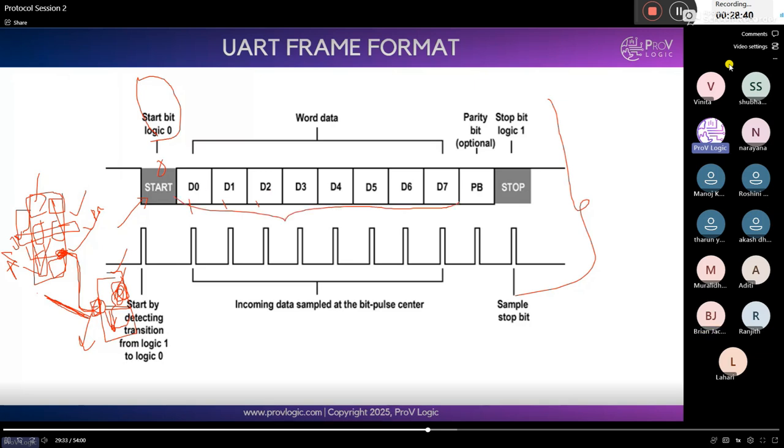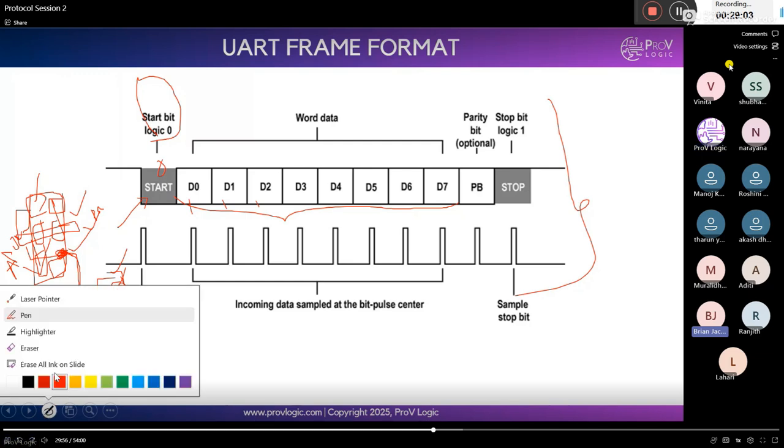Here we don't have addresses. Remember everyone, in the UART protocol we don't have an address, just data transmission only. But in I2C, SPI, APB, AHB, AXI, we have the address. Why? Can anyone tell me? Why will it be? Multiple slaves.